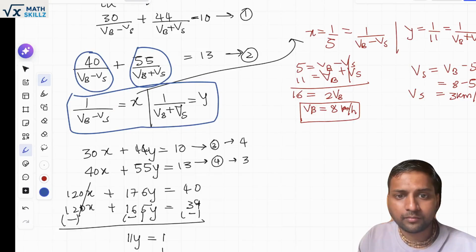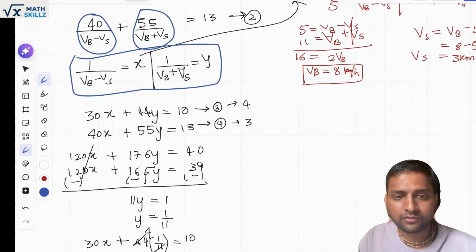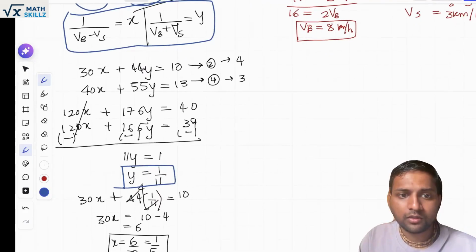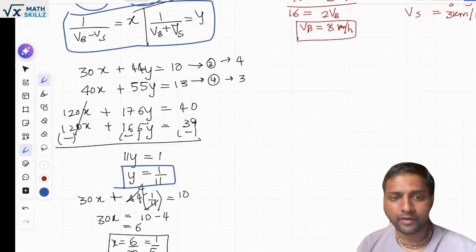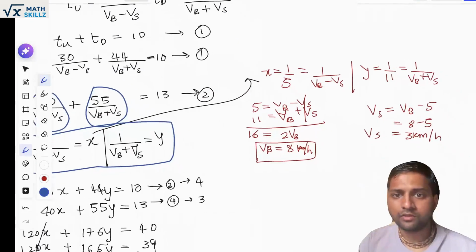Just multiply the third equation by 4 and the fourth equation by 3. It will become 120x plus 176y equals 40, and 120x plus 165y equals 39. Subtracting the equations, you'll get 11y equals 1, where y equals 1 by 11. Similarly, substituting this in equation 3, you'll get the value of x equals 6 by 30, that is equal to 1 by 5. Now we have got the values of x and y here.